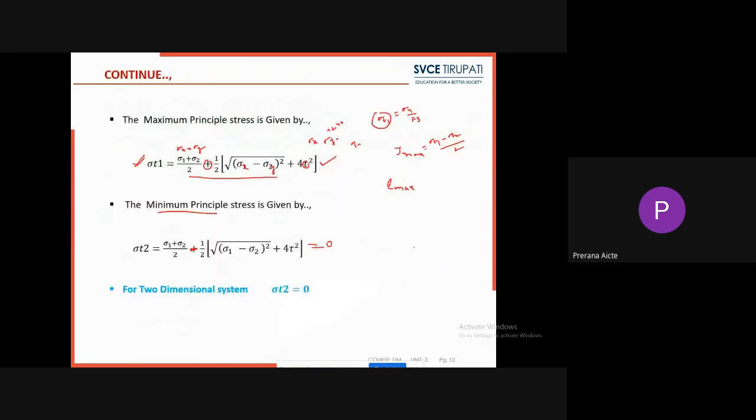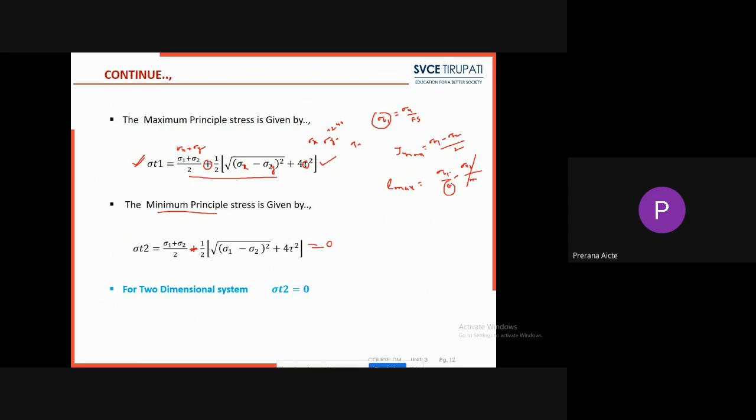See, E maximum is equal to, what did we say? Sigma T1 by Young's modulus minus sigma T2 by M into E. What about sigma T2? 0. It is completely 0. What about Young's modulus?